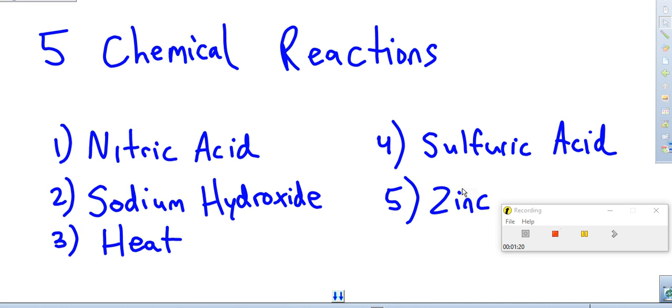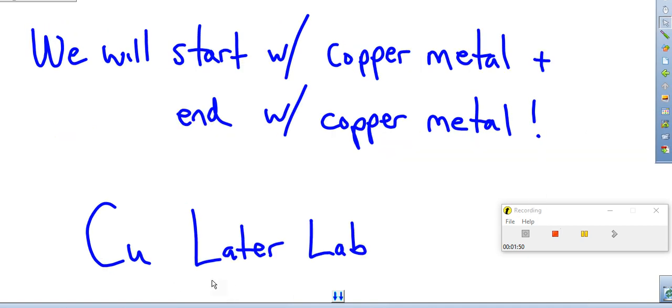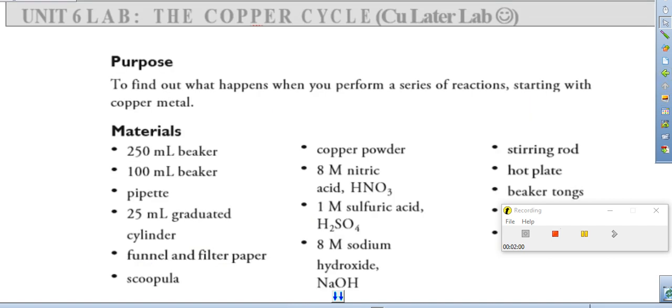So we start out with copper metal, and then copper disappears. As it reacts with these different chemicals, it turns into 4 different copper compounds, and then we're going to get it back in the pure copper form again. So we have copper, copper disappears, and then copper comes back. And so we often call this the see you later lab. You like that? See you for copper. See you later.